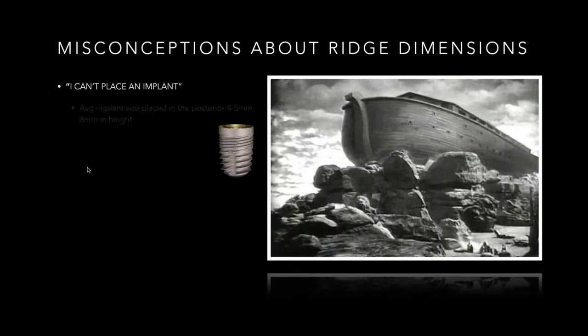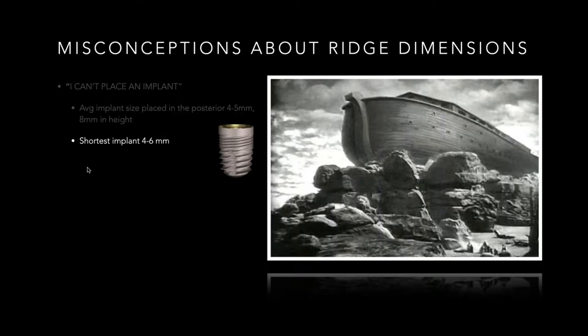And so the misconception that we can't place an implant if the bone doesn't have ridge preservation is actually false, right? Because the average implant size in the posterior is 4 to 5 millimeters. So even in a non-grafted ridge, how often do you not have 4 to 5 millimeters to squeeze an implant in? Now, obviously, common sense tells us that we want bone surrounding the implant circumferentially. So obviously, we don't just want the bare minimum of bone.